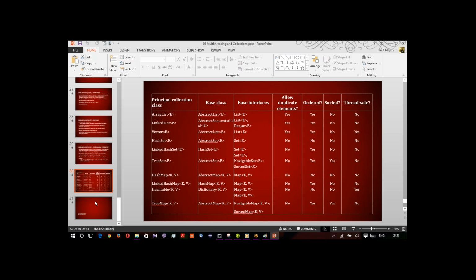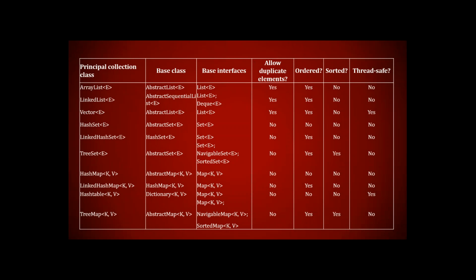See this small table which will give an overview of all the collections here. What are the principal collection classes we have, which class it is going to extend, which interfaces it is going to extend, does it allow duplicates or not, does it follow any order or not, is it sorted or not, is it thread safe or not. Some collections are thread safe, like hash table and vector; they are automatically synchronized.